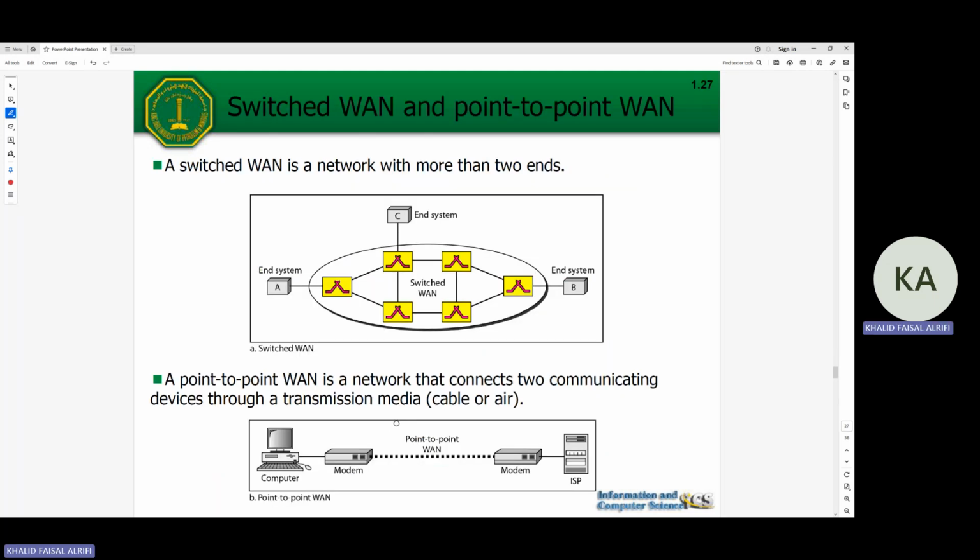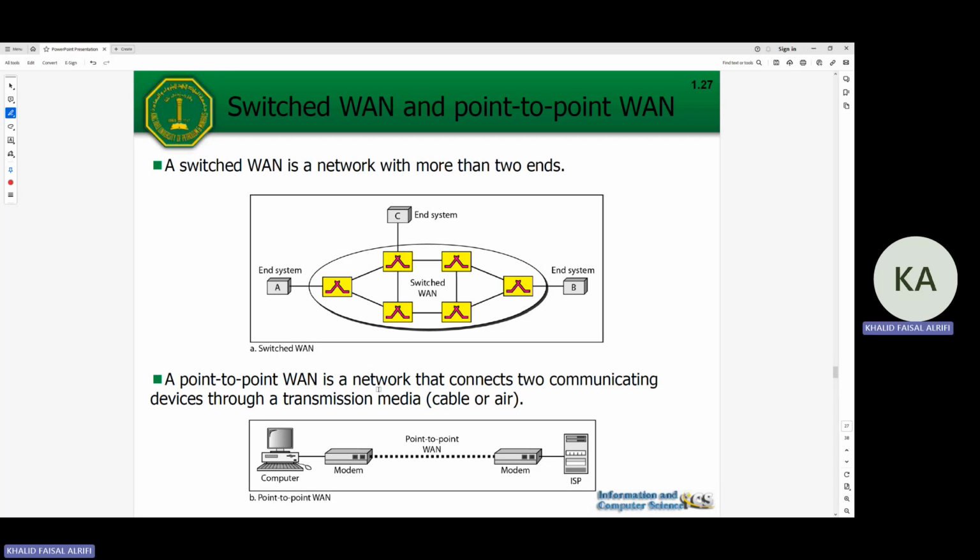All right, switched WAN and point-to-point WAN. A switched WAN is a network with more than two ends. By ends here I mean end systems. Here we have three end systems, so we use a switched WAN because we have more than two ends.